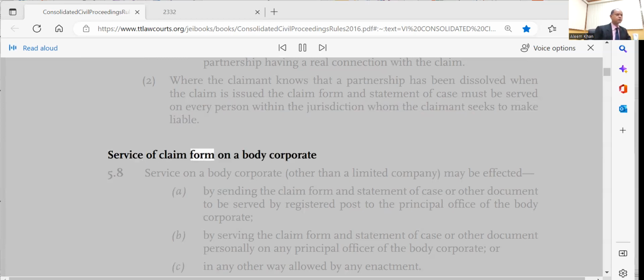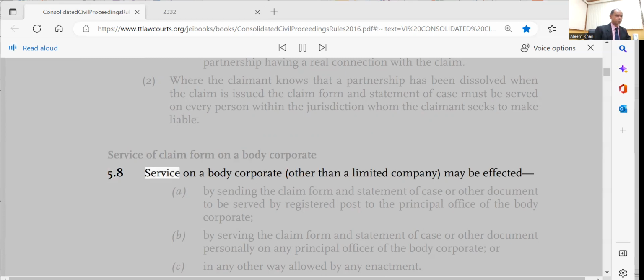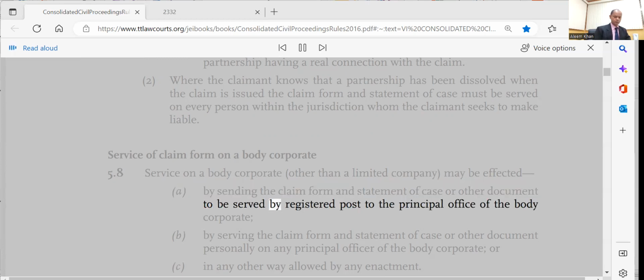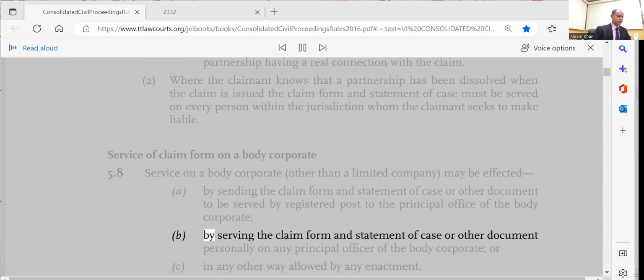Service of claim form on a body corporate. 5.8 Service on a body corporate, other than a limited company, may be effected a. by sending the claim form and statement of case or other document to be served by registered post to the principal office of the body corporate, b. by serving the claim form and statement of case or other document personally on any principal officer of the body corporate, or c. in any other way allowed by any enactment.